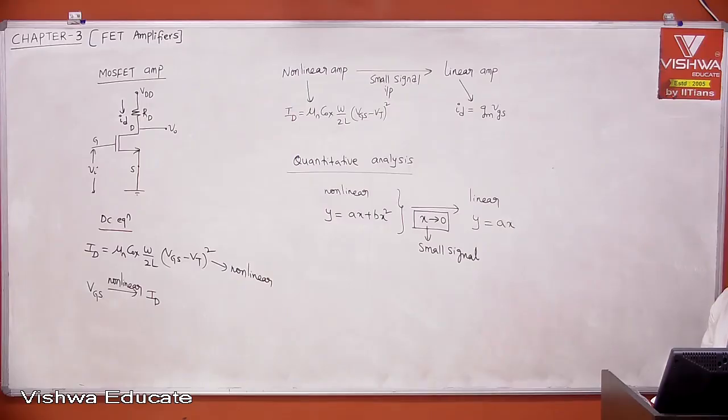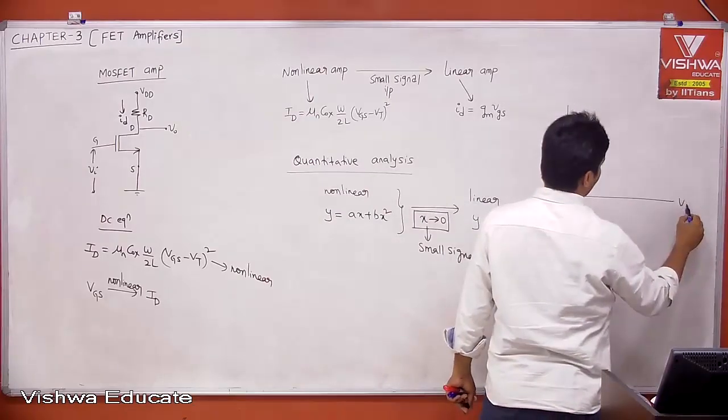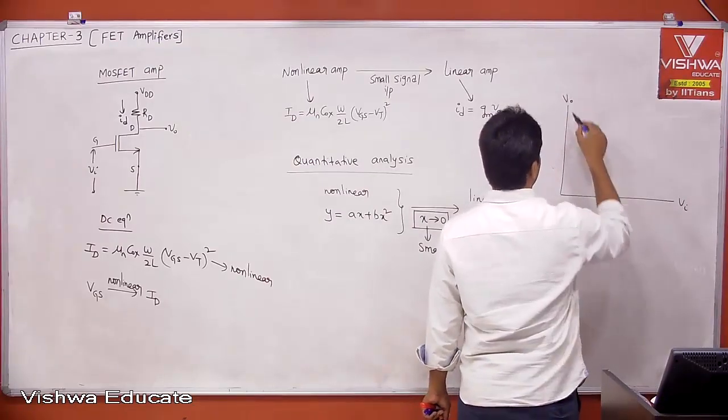Similarly, in the case of BJT, GM is depending on bias current, IC by VT. Therefore, the system's AC gain is depending on DC bias points or DC operating point. What I mean is, mathematically I can explain. Therefore, this is what your VI and this is what your V0.